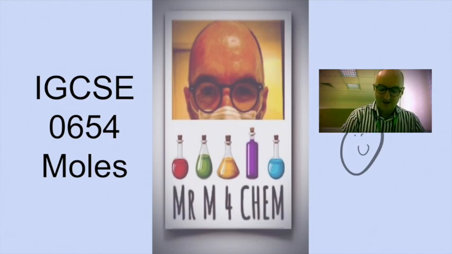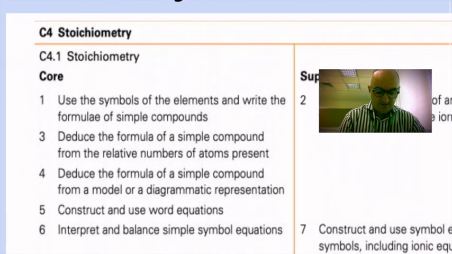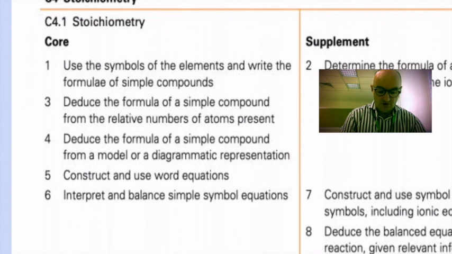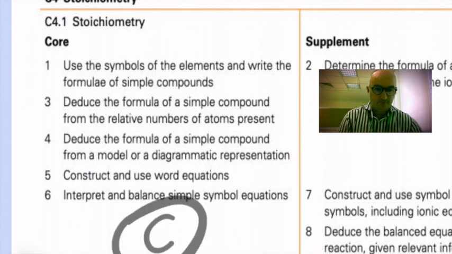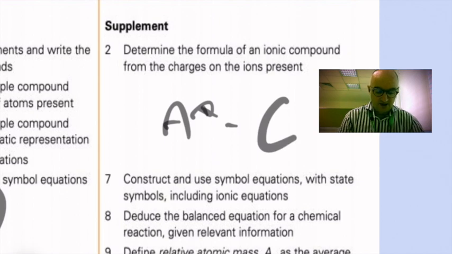So we start with the syllabus dot points. Stoichiometry: you have to use symbols, deduce formulae, construct and use word equations, and interpret and balance simple equations. If you get all of those things, you can have a C. That will get you a C because that's the core. Supplemental is for those looking at A star to C, so these are the higher grades up here.